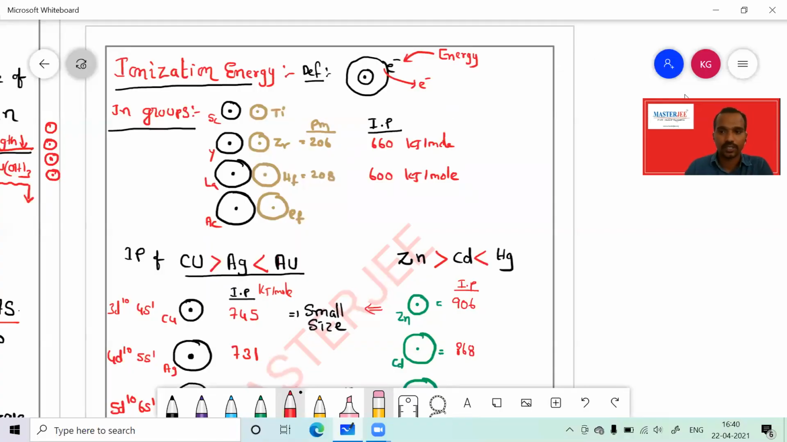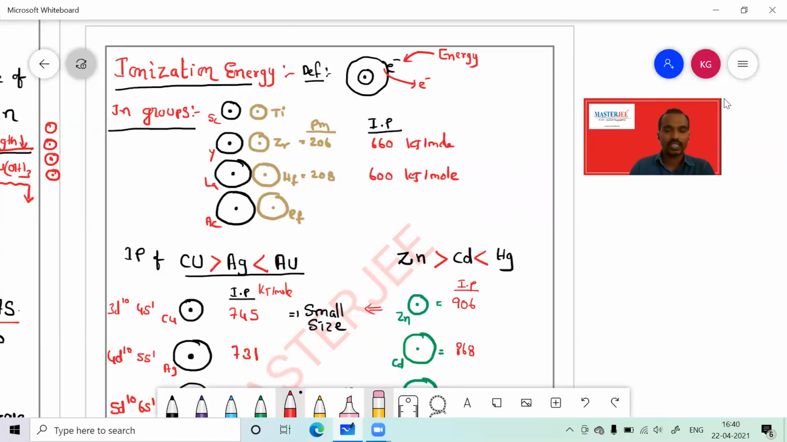Next is ionization energy. How does ionization energy vary? We have to see the trend in groups as well as in periods. First of all, what is meant by ionization energy? The amount of energy required to remove an electron from a neutral gaseous atom is called ionization energy or ionization potential. So once again, the definition: the amount of energy required to remove an electron from a neutral gaseous atom is called ionization energy.